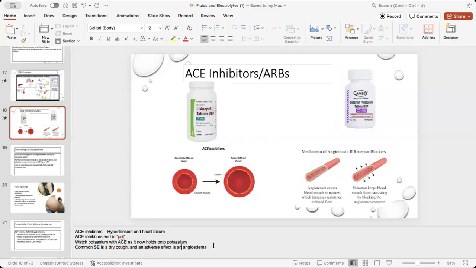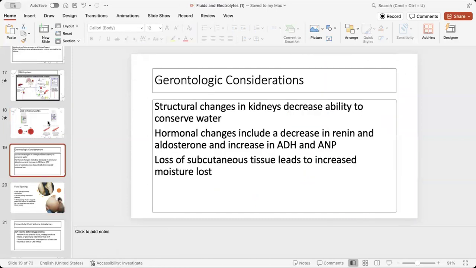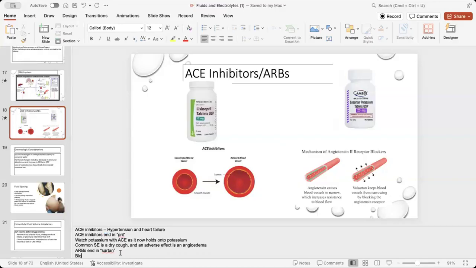ARBs. Angiotensin receptor blockers. How do those end? Sartans. Yep, they end as a sartan. Losartan is a big one, okay? It blocks angiotensin 2, right? So it keeps, again, the blood vessels from narrowing by blocking that angiotensin 2 receptor. We talked about it causing vasoconstriction, now it's going to cause vasodilation.